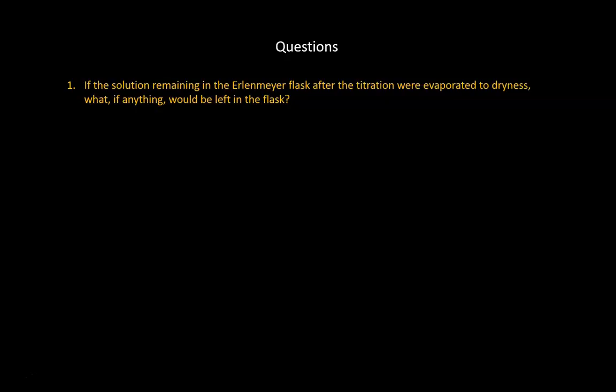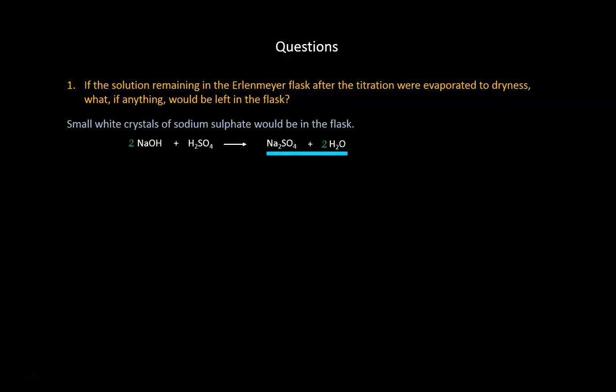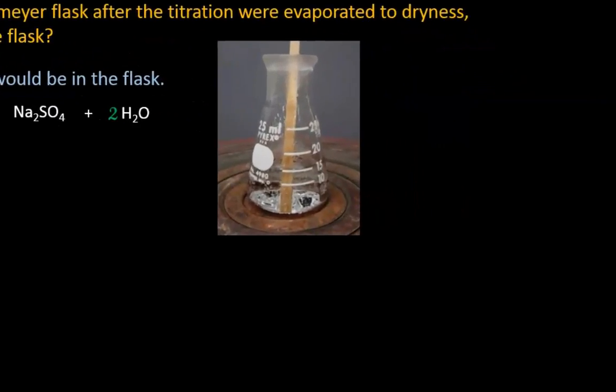If the solution remaining in the Erlenmeyer flask after the titration were evaporated to dryness, what, if anything, would be left in the flask? You can pause here while you think about it. Small white crystals of sodium sulfate would be in the flask. Since the only products are sodium sulfate and water, and all the water is gone, you would be left with solid sodium sulfate like this. You can scrape the crystals out with a wooden splint.